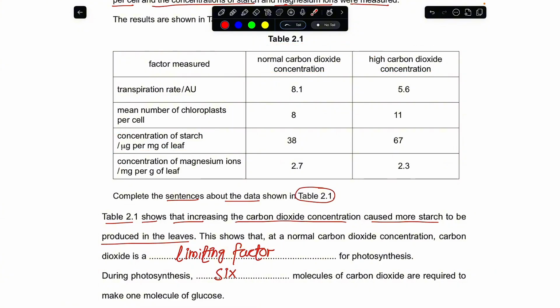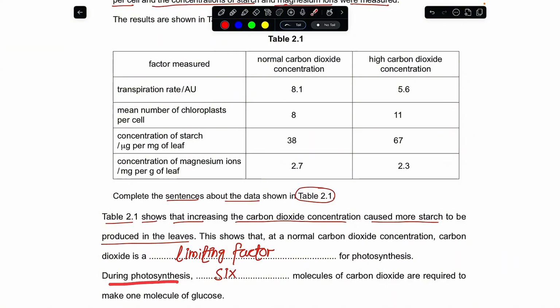of the starch. And what we see is that at high carbon dioxide concentration, the amount of starch produced is more, and in the normal this is less. This shows that at normal carbon dioxide concentration, the carbon dioxide, we know, is less in normal amount and more here in excess amount. So in this it would act as a limiting factor for photosynthesis.